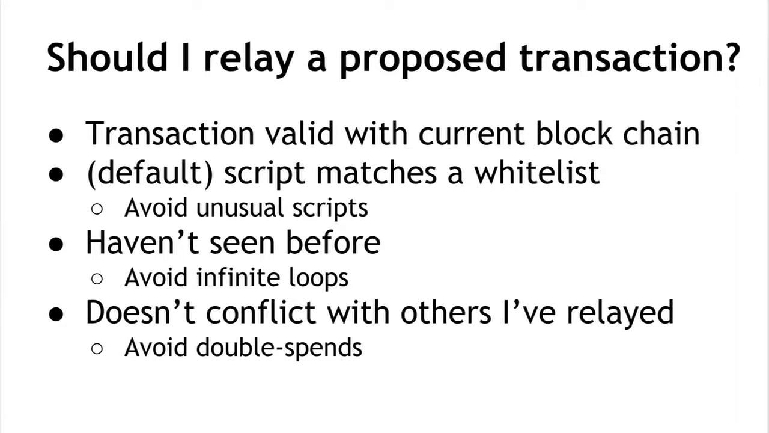With a couple of other caveats, by default, nodes won't relay the transaction if it's a non-standard script. If the script has any weird features, if it doesn't match a fairly simple whitelist of scripts that nodes know about, even though it's a valid transaction, the nodes won't relay it. They'll also make sure that they haven't seen the transaction before. That's that condition to avoid infinite loops.